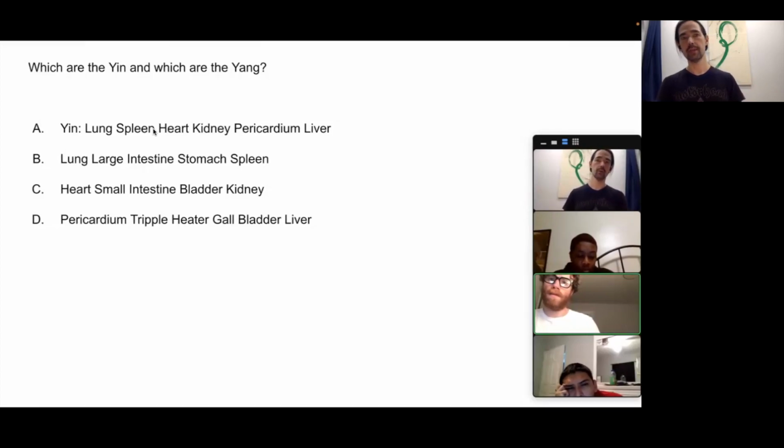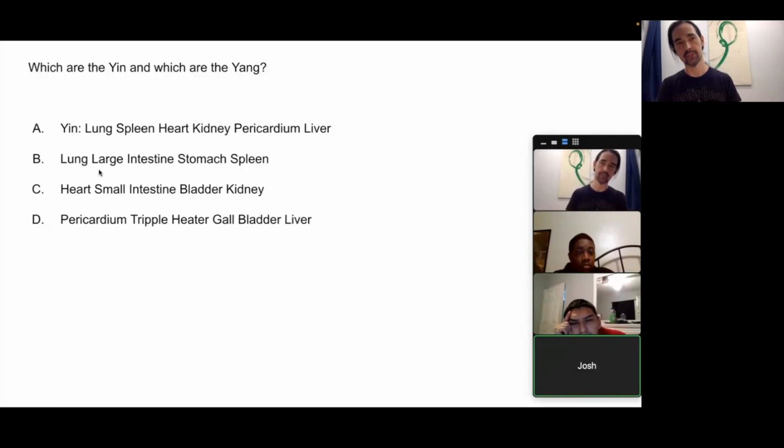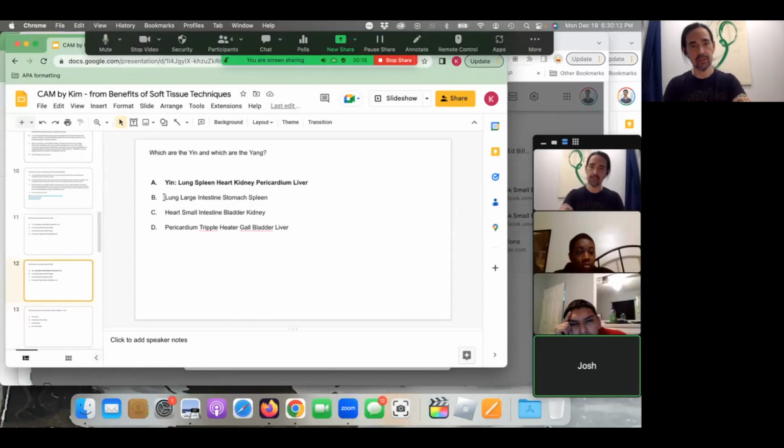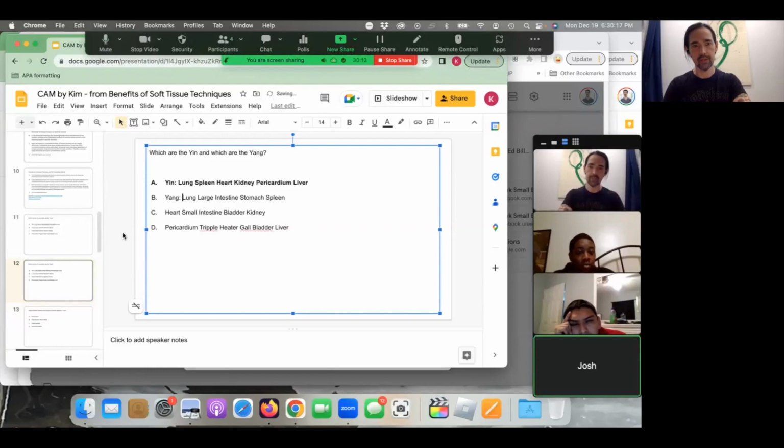Okay, so basic concepts here, yin and yang. Which are the yin and which are the yang? So these are the yin organs, the names of the yin organs, the yang organs, and the yin meridians and yang meridians. So whether it's lung organ or lung meridian, it's still yin, right? So the yin are the lung, spleen, heart, kidney, pericardium, liver, or are they? Oh, I see what I did. Okay. Lung, large intestine, stomach and spleen, heart, small intestine, bladder and kidney, pericardium, triple heater, gallbladder, and liver.